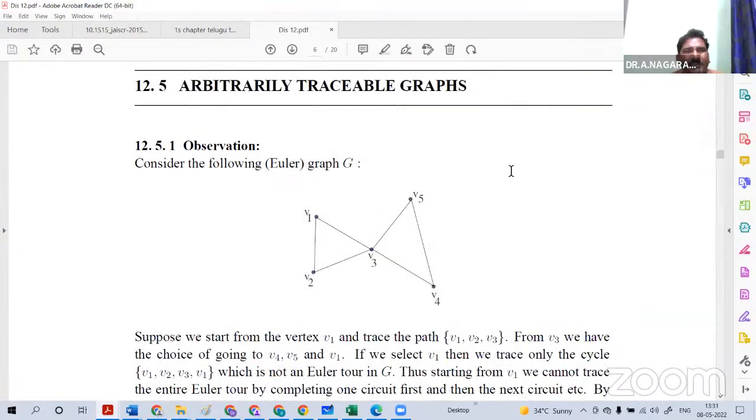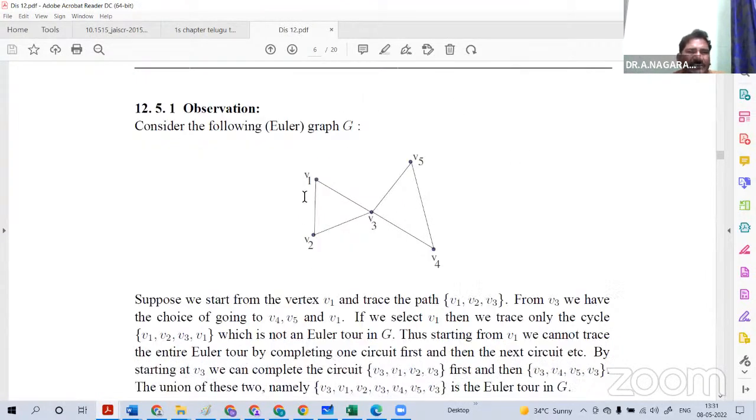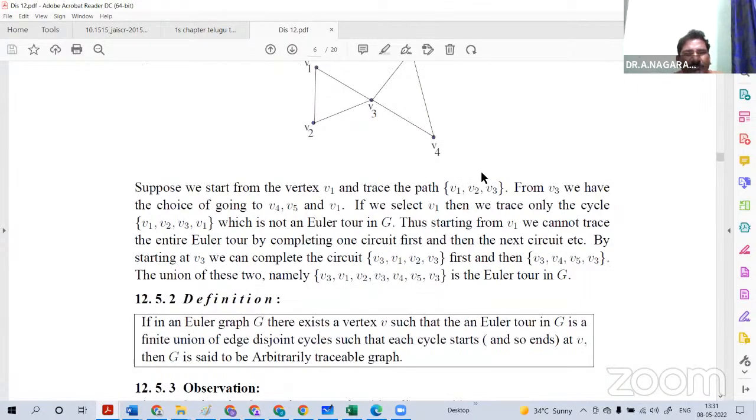Next, arbitrarily traceable graph. It is a Euler graph I am taking. See here, Euler graph. Here I started here, going to here, going to here, going to here, and another edge going here, V3 to V5. Vertices are repeated, but edges are not repeated. So this is called a Euler graph. Taking the vertices point of view, here V1, V2, V3, vertices are repeated. Therefore, I can say that it is called a Euler trail.